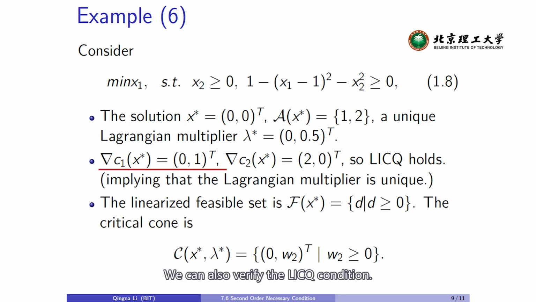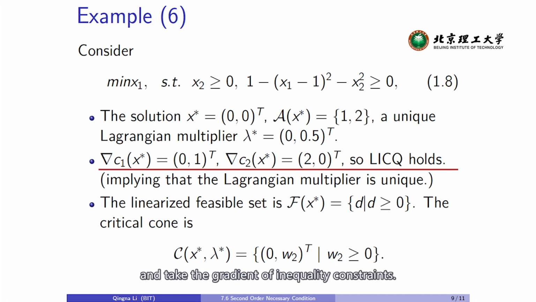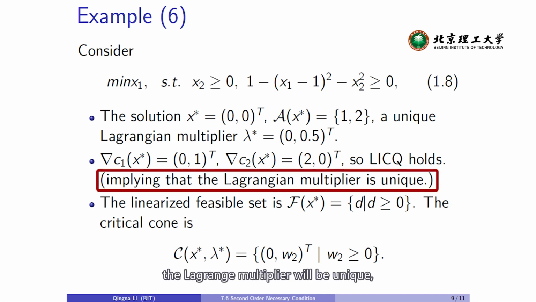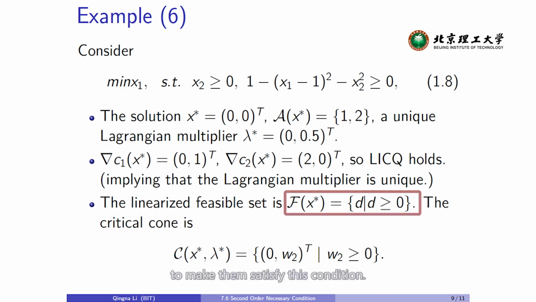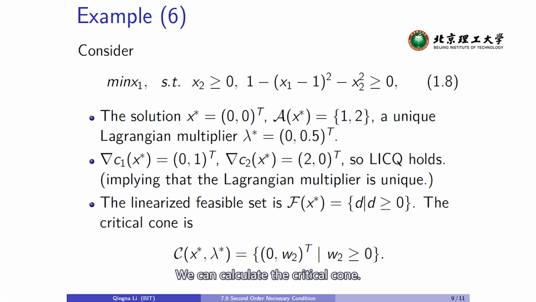We can also verify the LICQ condition, by forming the active set and taking the gradient of the inequality constraints, and then we get that LICQ holds. In other words, the Lagrange multiplier will be unique. And then we can compute the linearized feasible set. We calculate the gradient of the two terms to make them satisfy this condition. This is the linearized feasible direction. And based on this, we can calculate the critical cone.